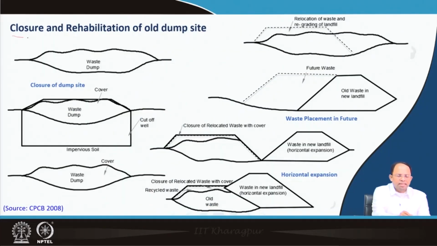Now, in many cases, and as per instructions in the Solid Waste Management Rules 2016, we need to also close and rehabilitate old dump sites. How can we do that? Let us assume this is a waste dump. How can we close it? We can put a proper cover. As you can see, we are giving it a shape. There we can put a proper cover on the existing dump site, and here we can also put some impermeable barriers so that we prevent groundwater from coming and mixing with this particular dump site. So this is one way.